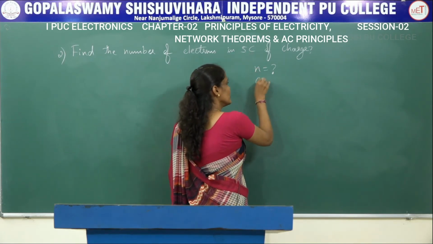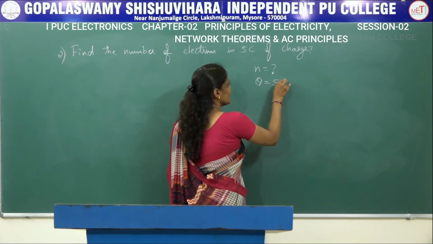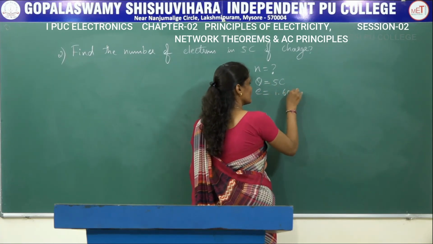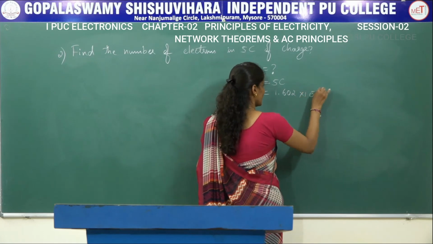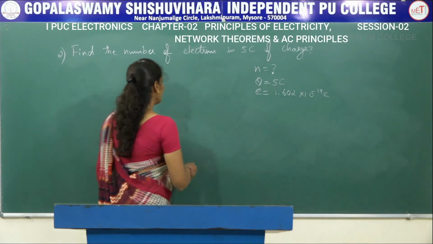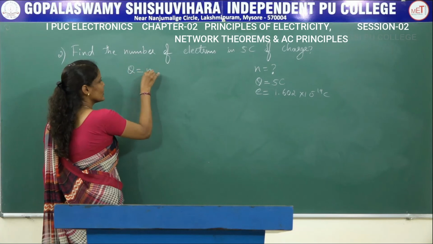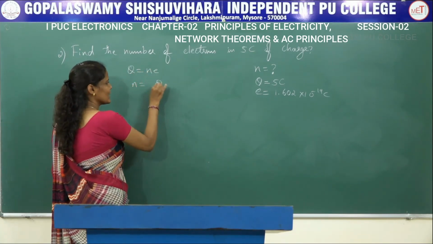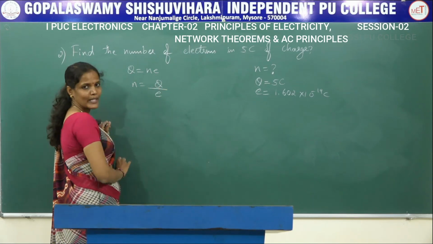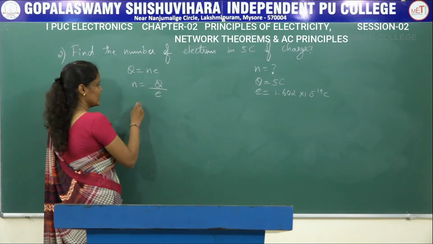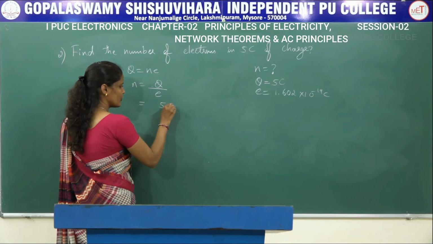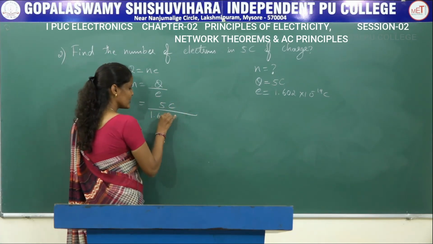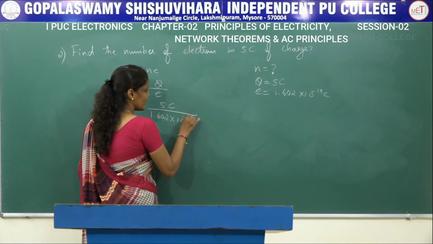So Q is equal to 5 C, E value is equal to 1.602 into 10 to the power of minus 19 coulomb. So we are having this formula, Q is equal to N into E. I want to find this N value. So N is equal to Q divided by E. I have just altered this expression. So Q value is 5 coulomb divided by E value 1.602 into 10 to the power of minus 19 coulomb.